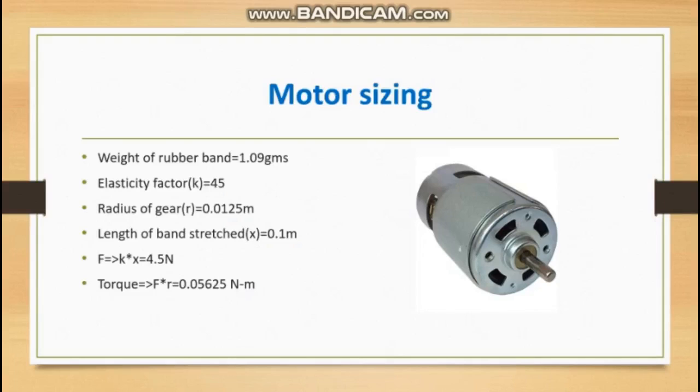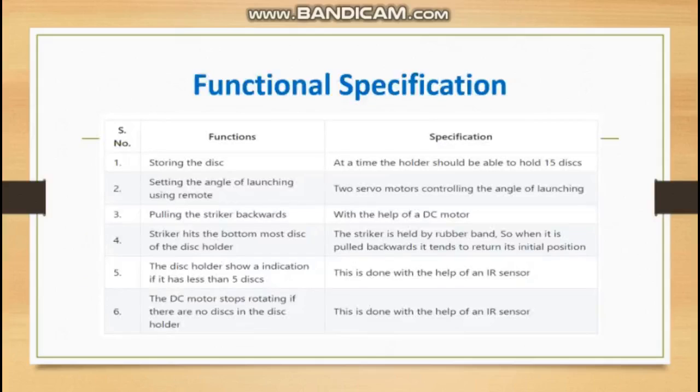After that, we come to the functional specification. There are some functions with their specifications. First is storing the discs, and its specification is that the holder should be able to hold 15 discs. Second, setting the angle of launching using a remote. In this, two servo motors control the angles of launching.